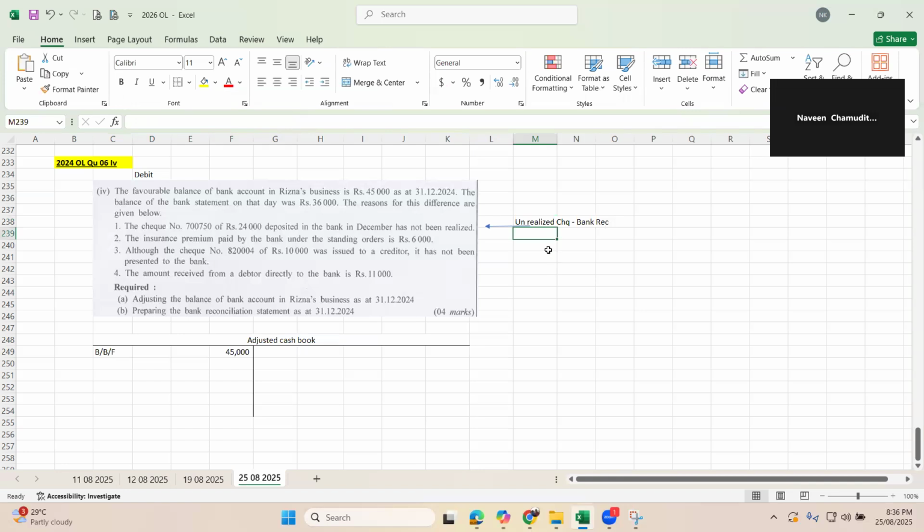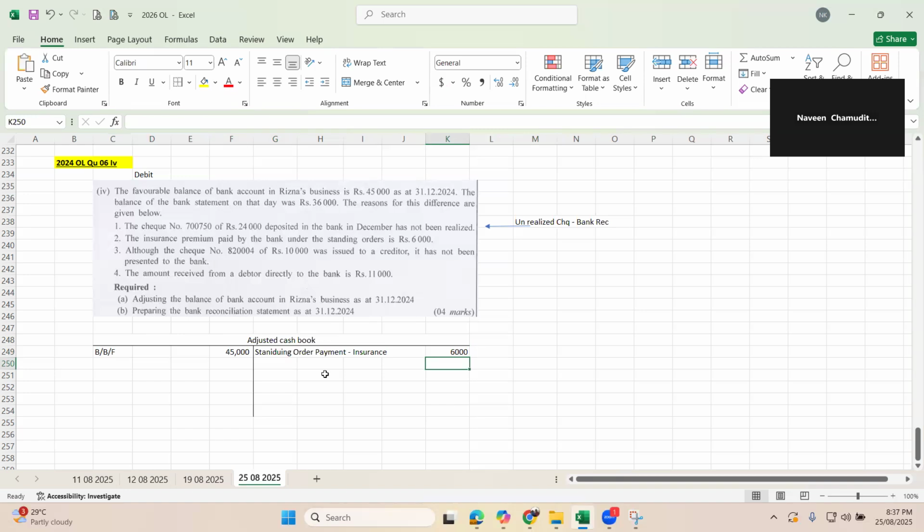Then second, an insurance premium paid by the bank under the standing order, 6,000. The standing order will come here. It's a payment, therefore you must write it on the adjusted cash book credit side. So, standing order payment, it's insurance, so the value is 6,000. We haven't recorded it. Now we are going to record it.